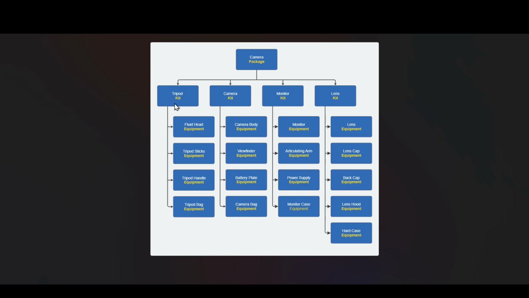So the tripod kit is a dependency of the camera package, and the fluid head, the tripod sticks, the tripod handle, and the tripod bag are all dependencies of the tripod kit. It's really important to remember that the package and kits are really just placeholders. They will hold the rate that you're charging for that camera package, or you could actually put a kit in your estimate or work order. You don't have to make it a package, but this is going to include the day rate that you can include in estimates and work orders. And the whole reason for this is to expedite the selection and scheduling of a bunch of gear at once.